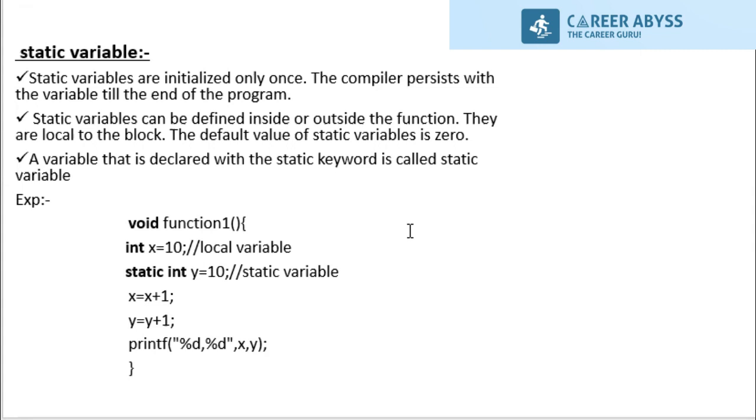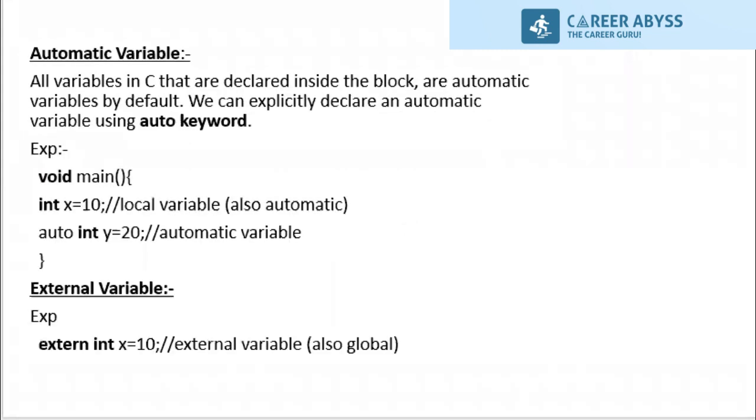A variable that is declared with the static keyword is called a static variable. Simple. Now, if I define int x, it's a general variable. If I define static int x, it's a static variable. So that's a basic difference. It initializes once, and it initializes by default as 0, whereas local variables we define differently.